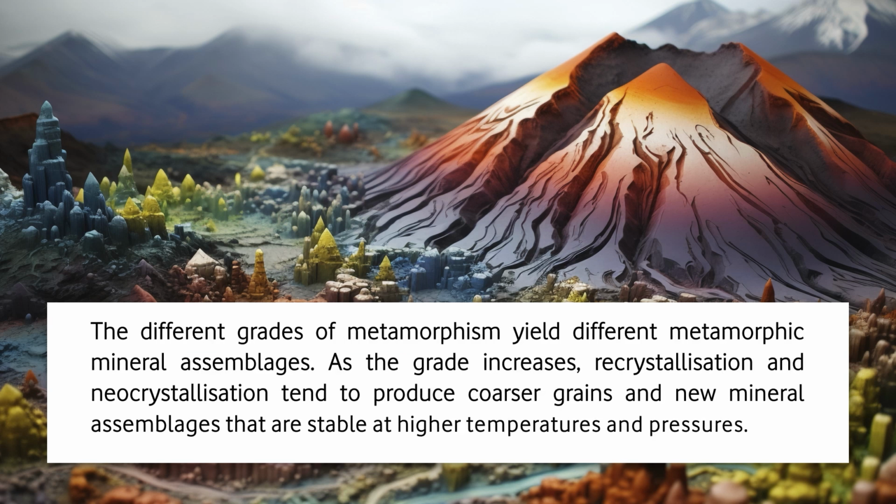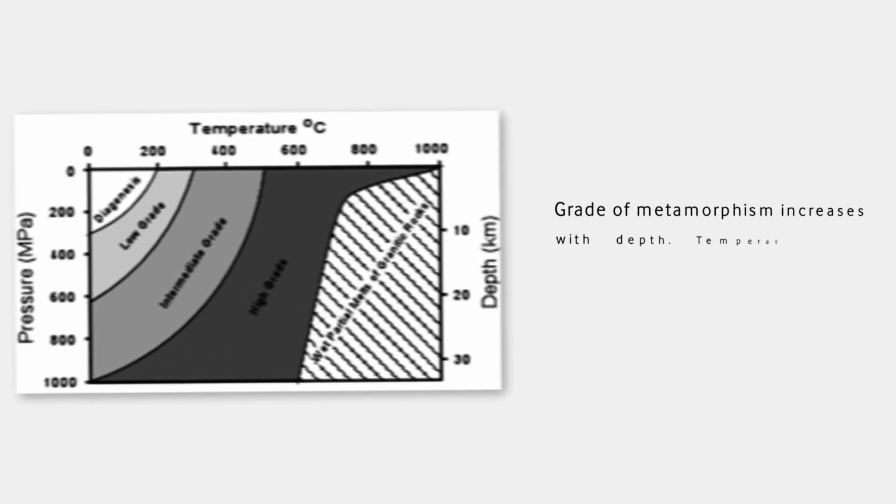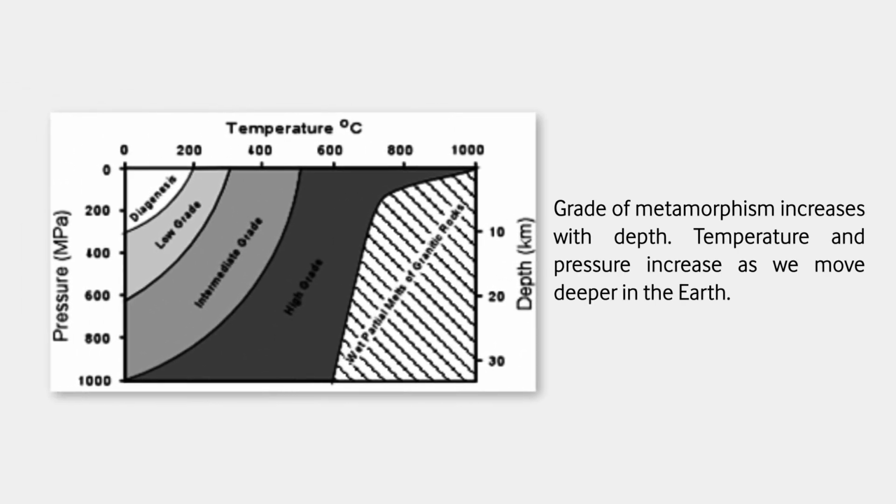The different grades of metamorphism yield different metamorphic mineral assemblages. As the grade increases, recrystallization and neocrystallization tend to produce coarser grains and new mineral assemblages that are stable at higher temperatures and pressures. Again, I am showing a diagram here. The grade of metamorphism increases with depth. Temperature and pressure increase as we move deeper in the earth.